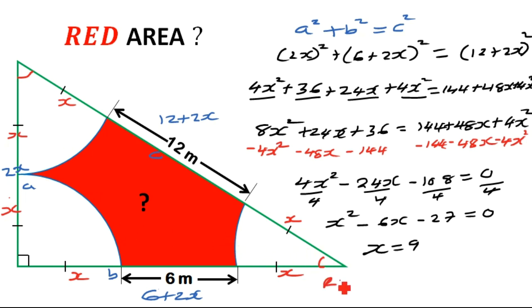So the red area will be the area of the triangle, which is a half base times height. You can see the base here we have 6 plus 2x. X we found is 9. So 9 times 2 is 18, plus 6, that is 24. For the other side, 2x, x is 9, 2 times that is 18. Then 9 times 2 is 18, 18 plus 12, that is 30. So we found 18, 24, 30.